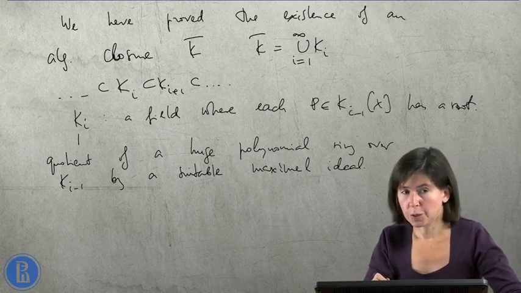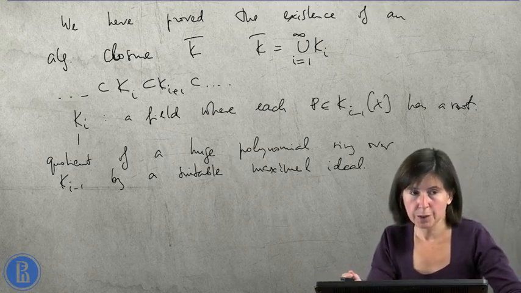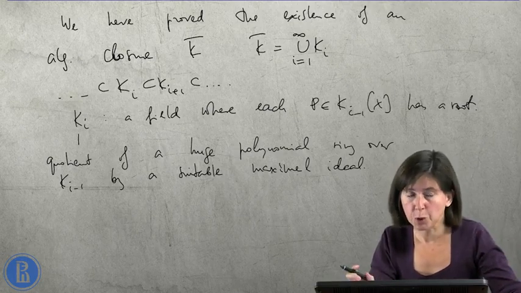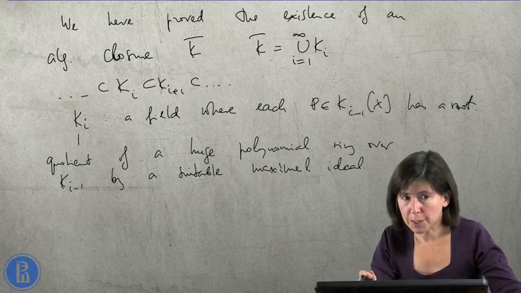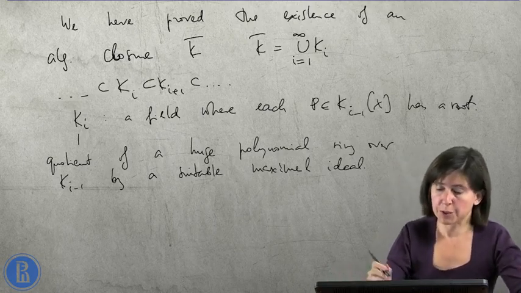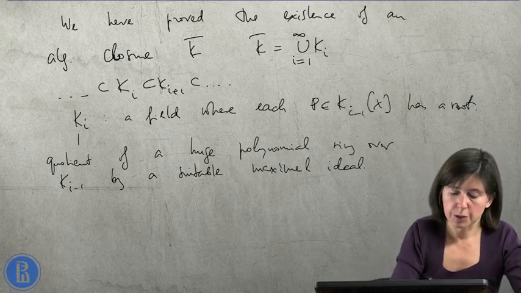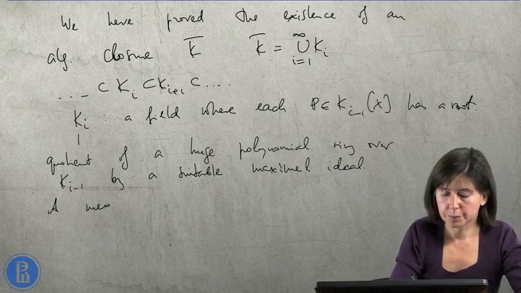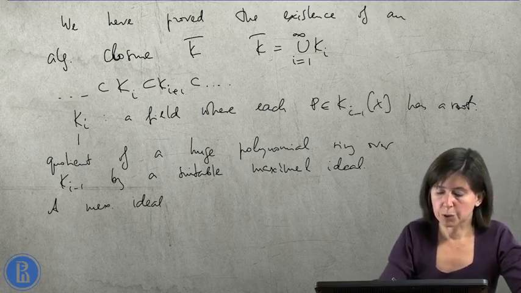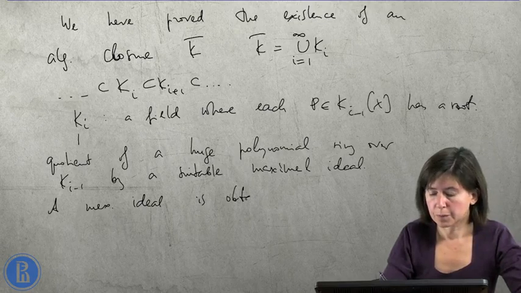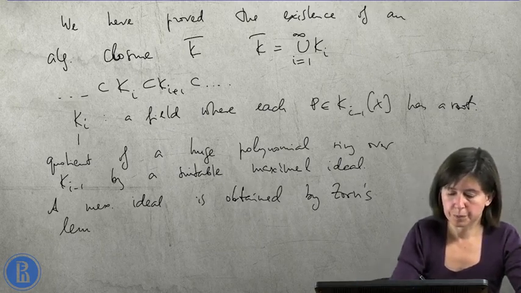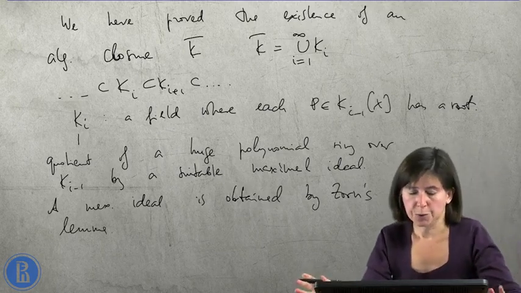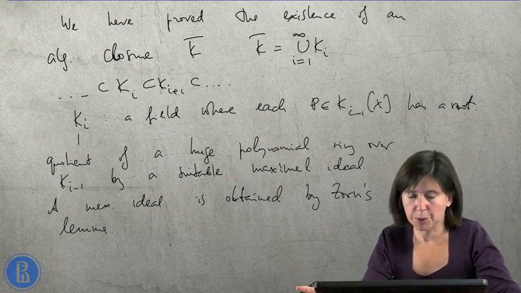And to construct a maximal ideal, we first have constructed a proper ideal and then have used Zorn's lemma to derive a maximal ideal. A maximal ideal is obtained by Zorn's lemma. So this is a very brief summary of the proof.